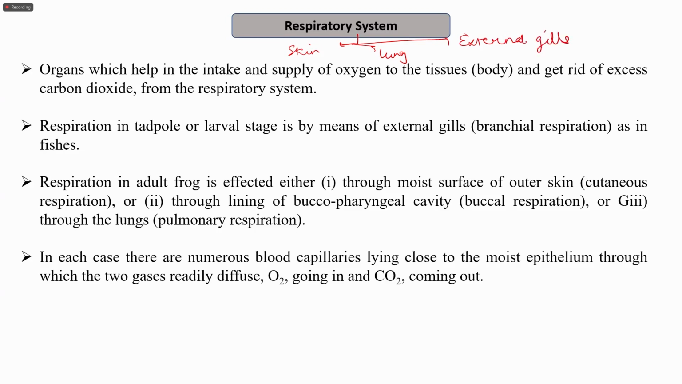We know that pharyngeal gill slits or gills are present at least in one stage of vertebrates. So external gills play an important role in the respiration in tadpole or larval stage. Also, the respiration can take place with the help of the buccal cavity. So through the buccal cavity also there can be an exchange of gases. So organs which help in the intake and supply of oxygen to the tissue and get rid of excess carbon dioxide form the respiratory system. So respiration in tadpole or larva is very important.